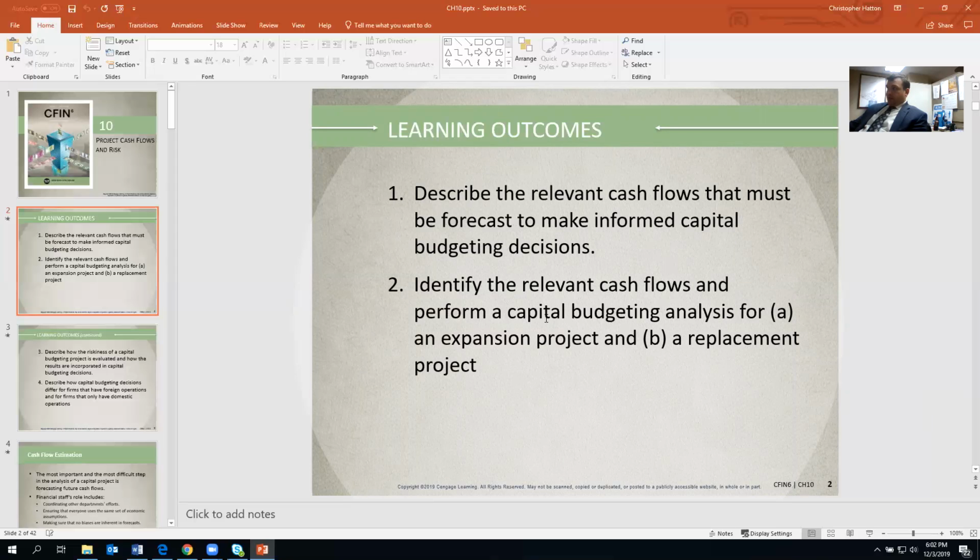We'll describe relevant cash flows, identify relevant cash flows. So are we going to replace, or are we going to expand? So that's kind of what we want to know. And that's based on the state of your current equipment that you've spent money on already versus increased productivity with new or used equipment that you're replacing it with. All right.